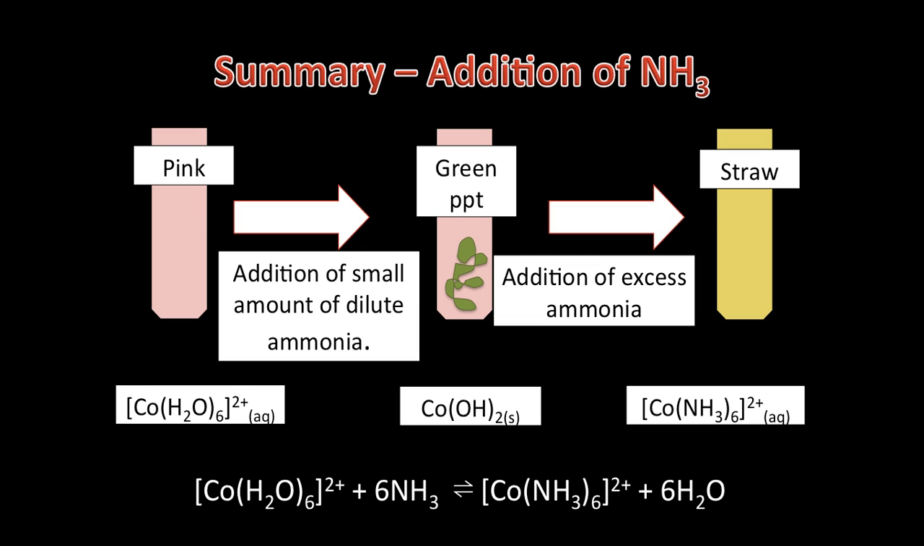Let's now switch our attention to the ligand substitution reactions of the cobalt hexa-aqua ion, which is pink in colour. In a similar reaction to the copper equivalent, when we add a small amount of dilute ammonia, a green precipitate of cobalt hydroxide is formed. Adding ammonia to excess, this time replaces all of the water ligands with ammonia ligands to form a straw-coloured solution. The overall ligand exchange reaction is shown on the slide, again with the reversible arrow to show it is in equilibrium.